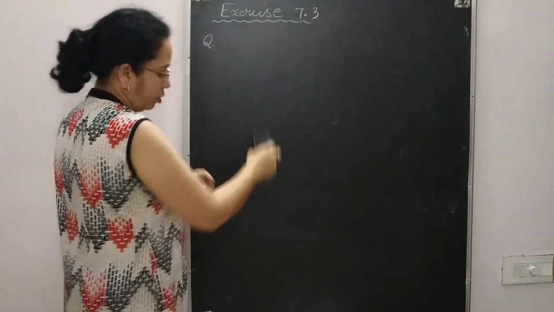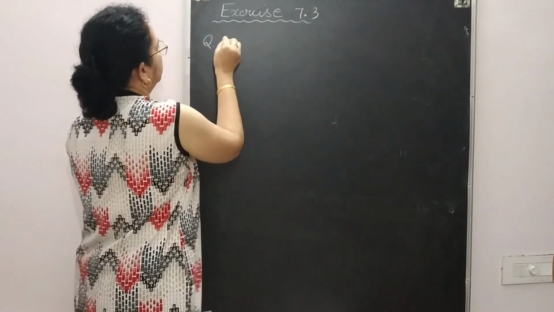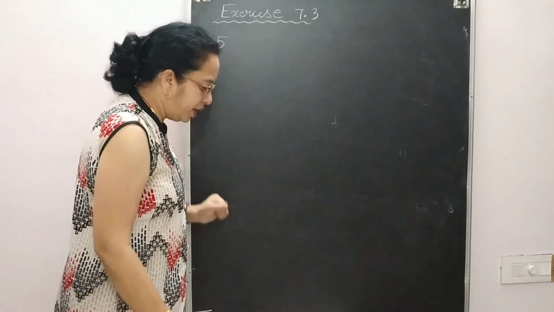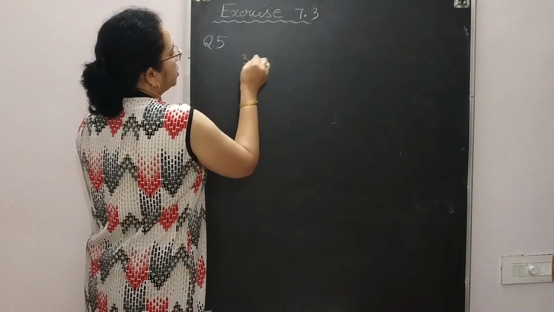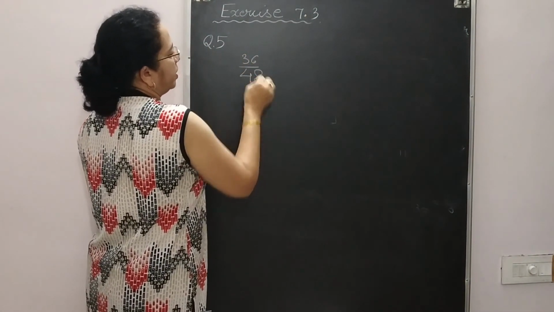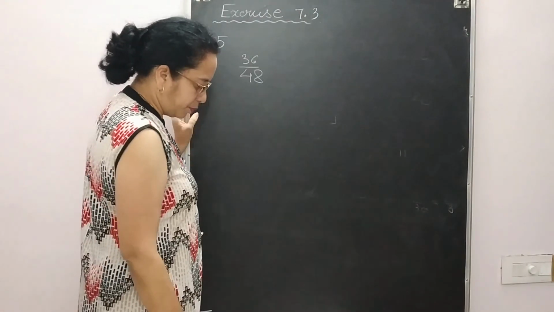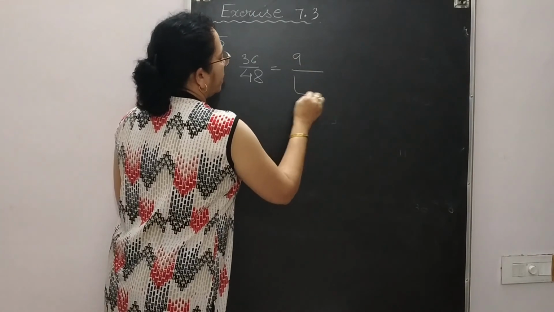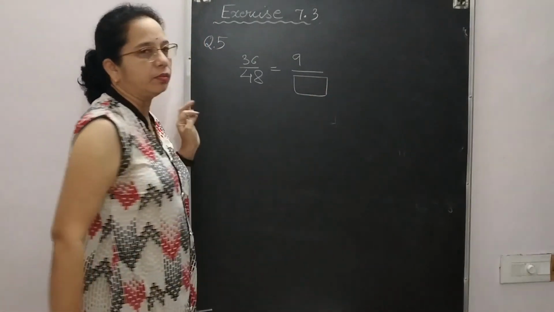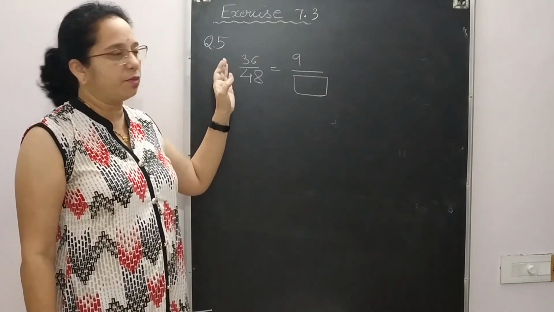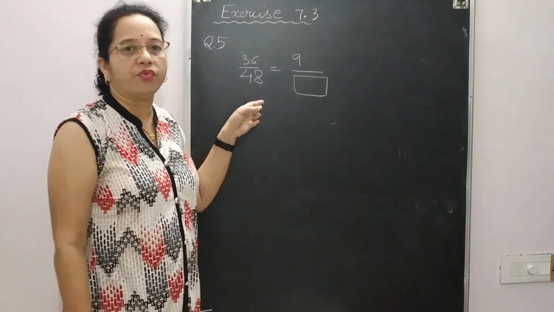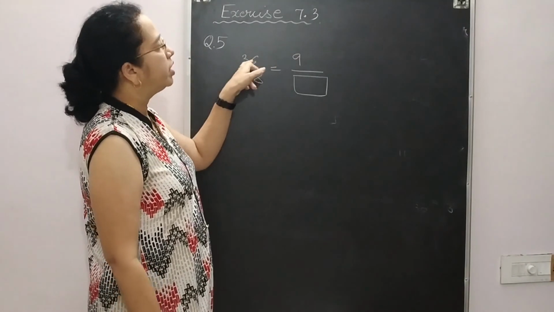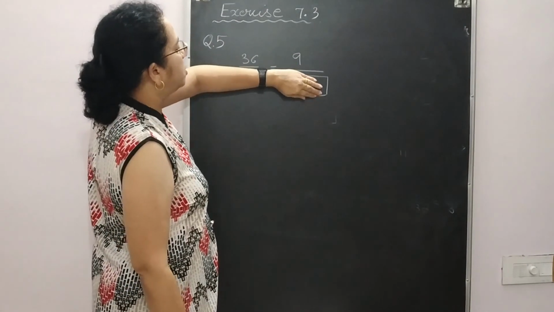Now let us go for question number 5. The question number 5 is find the equivalent fraction of 36 upon 48. Again the same. So write down 36 upon 48 whose numerator is 9. So again you need to find out denominator. Question is same but the way of asking is different. Since two numerators are given, hide this denominator.